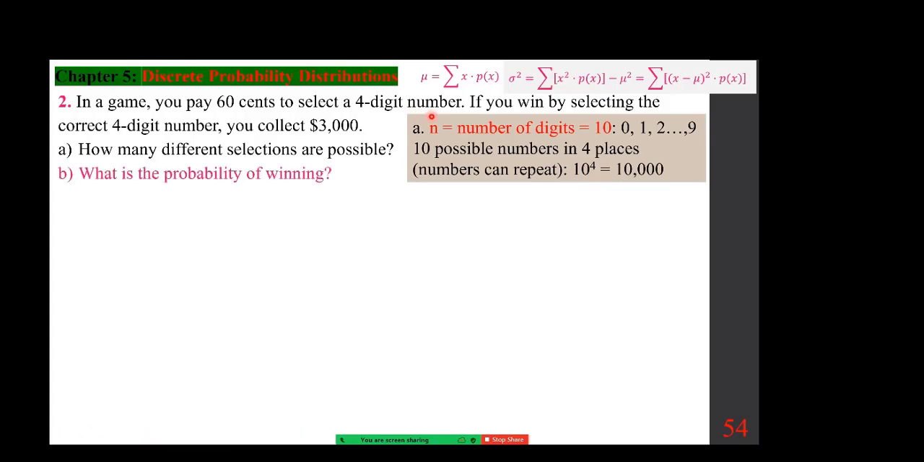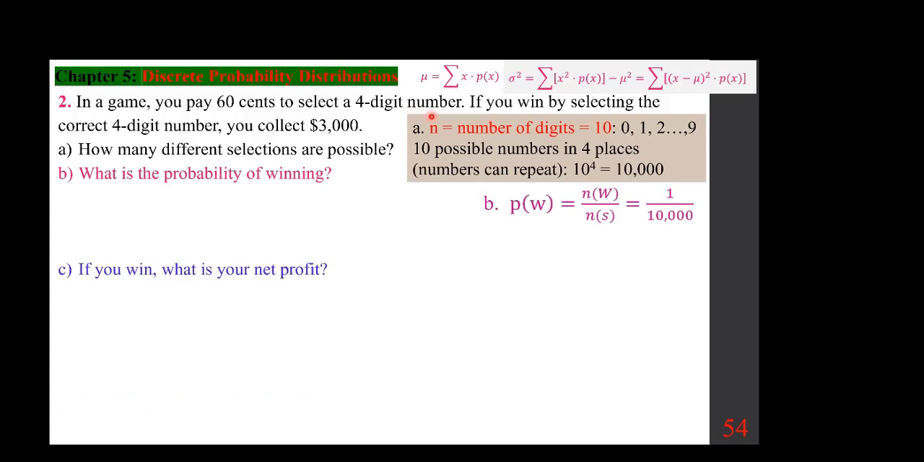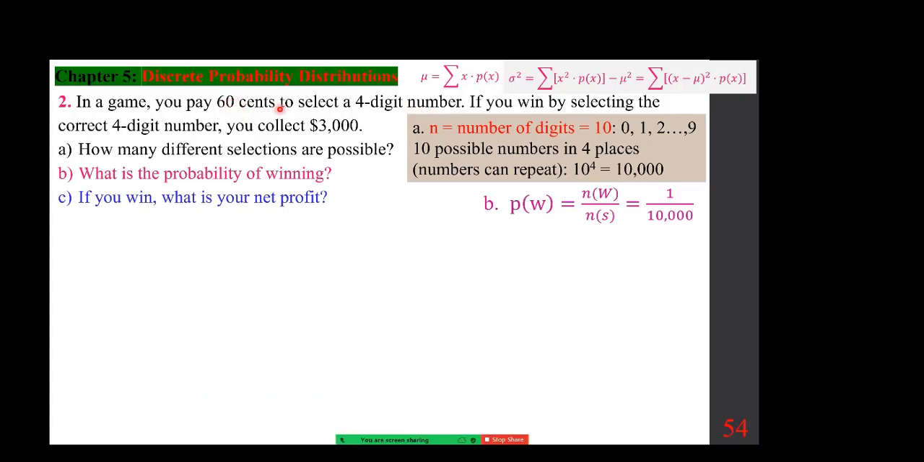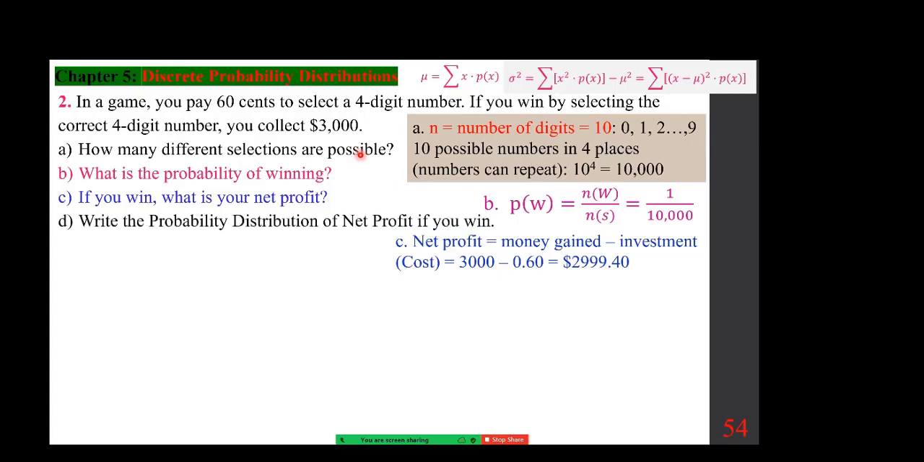What is the probability of winning? Probability has a specific definition, n of winning over n of S, which is 1 over 10,000. If you win, what is your net profit? Remember, you already paid 60 cents, so it comes out of that. So $3,000 minus 60 cents is the net profit. We want to come up with the probability distribution for this net profit.